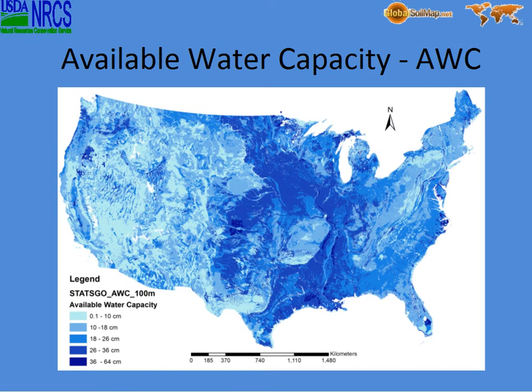The available water holding capacity is a clear reflection of both soil depth, with the south having deeper soils, and parent material, in the Midwest, due to loess. All the maps shown so far are suitable for modeling at regional and continental scales, as the spatial patterns of variability are captured to scale.